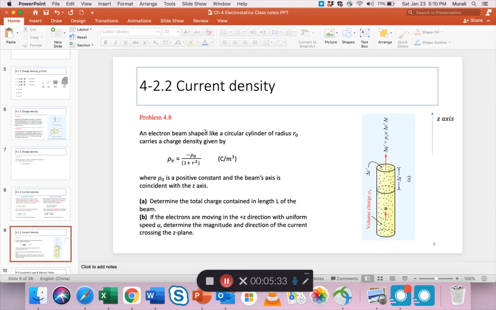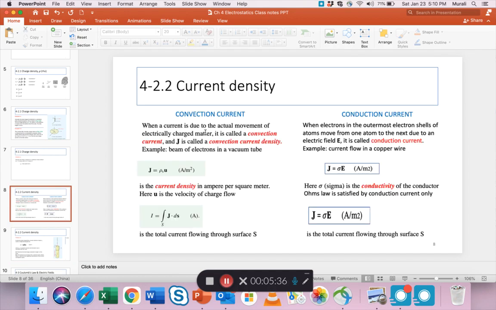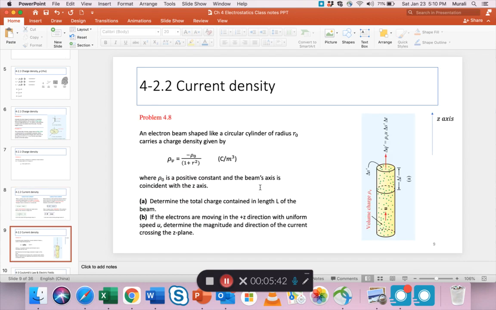So we are now in the section called current density. I hope you remember these formulas for current density. And here, problem 4.8 on slide 9, it says that there is an electron beam. So this is a beam of electrons, right? And it's shaped like a circular cylinder of radius rho. So the radius is fixed, and it carries a charge density given by this. Okay, so rho v depends on r, rho 0 is a positive constant, and the beam's axis is coincident with the z-axis.